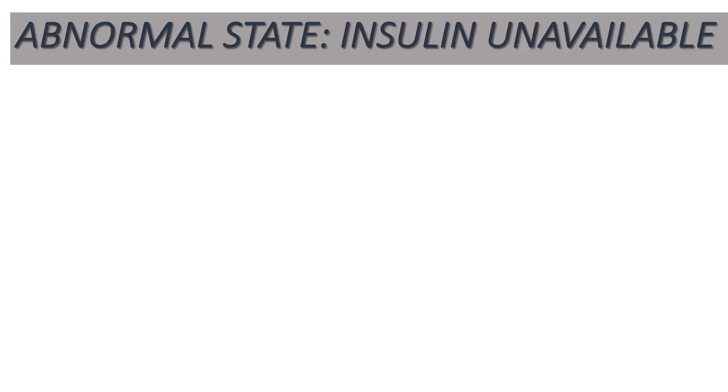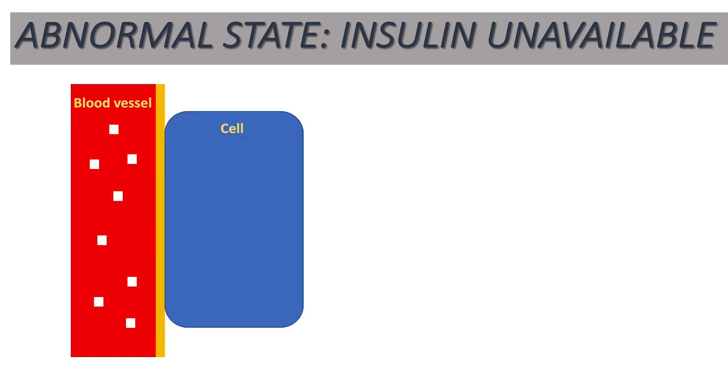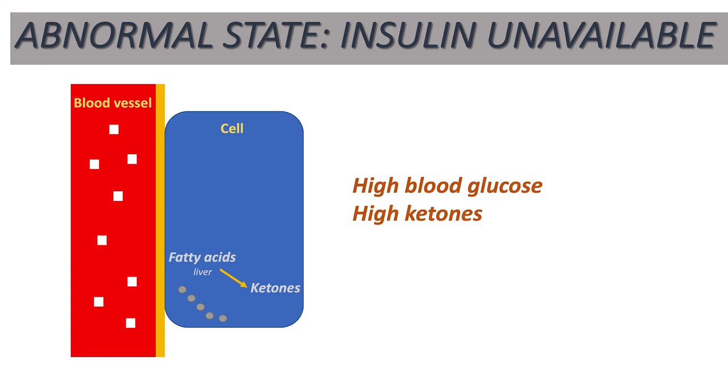However, if there is no insulin, and that's the case in type 1 diabetes, what happens? You've got a blood vessel with blood sugar, you have a cell, you don't have any insulin, and it's impossible for the blood sugar to enter the cell because of the lack of insulin. So fatty acids in the liver are metabolized into ketones, and there is high blood glucose and high ketones.